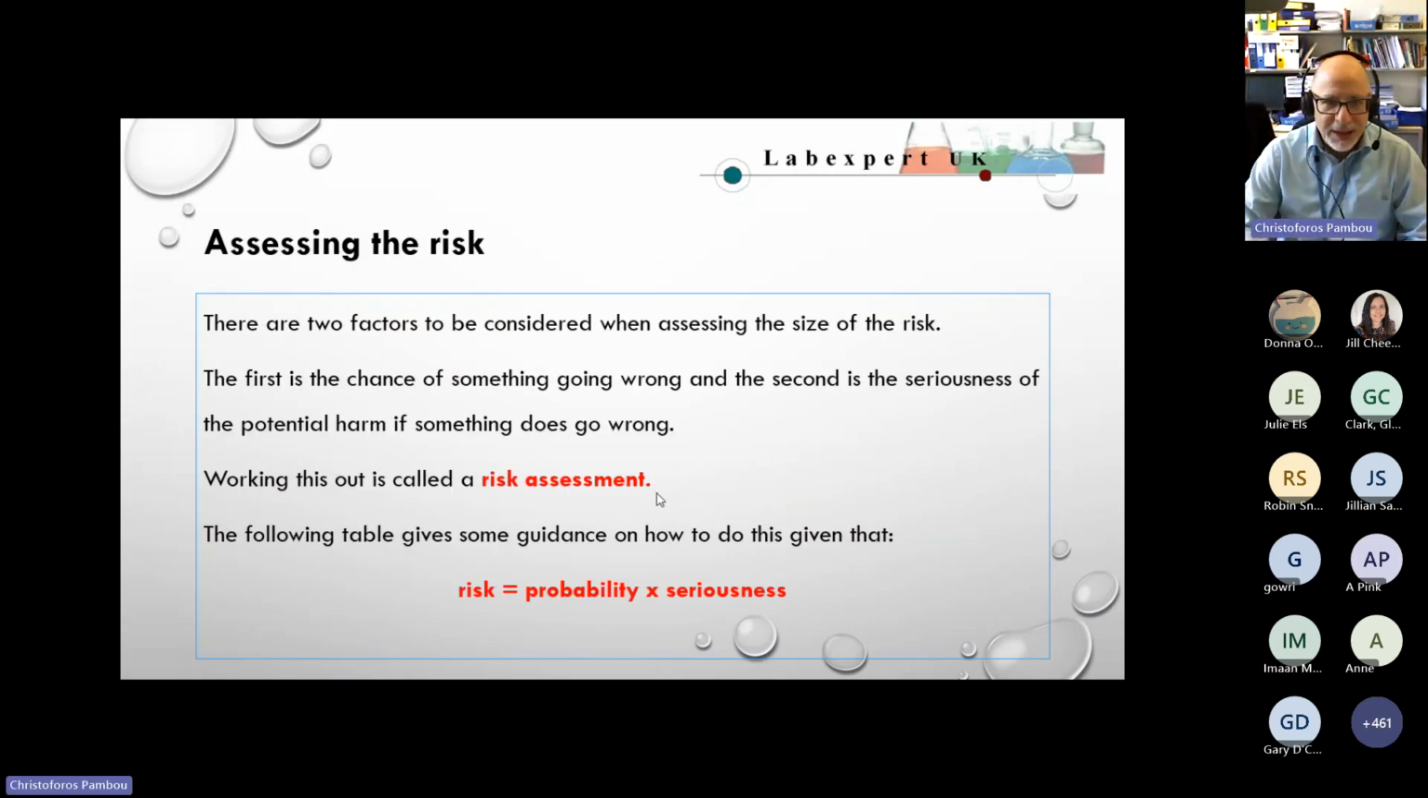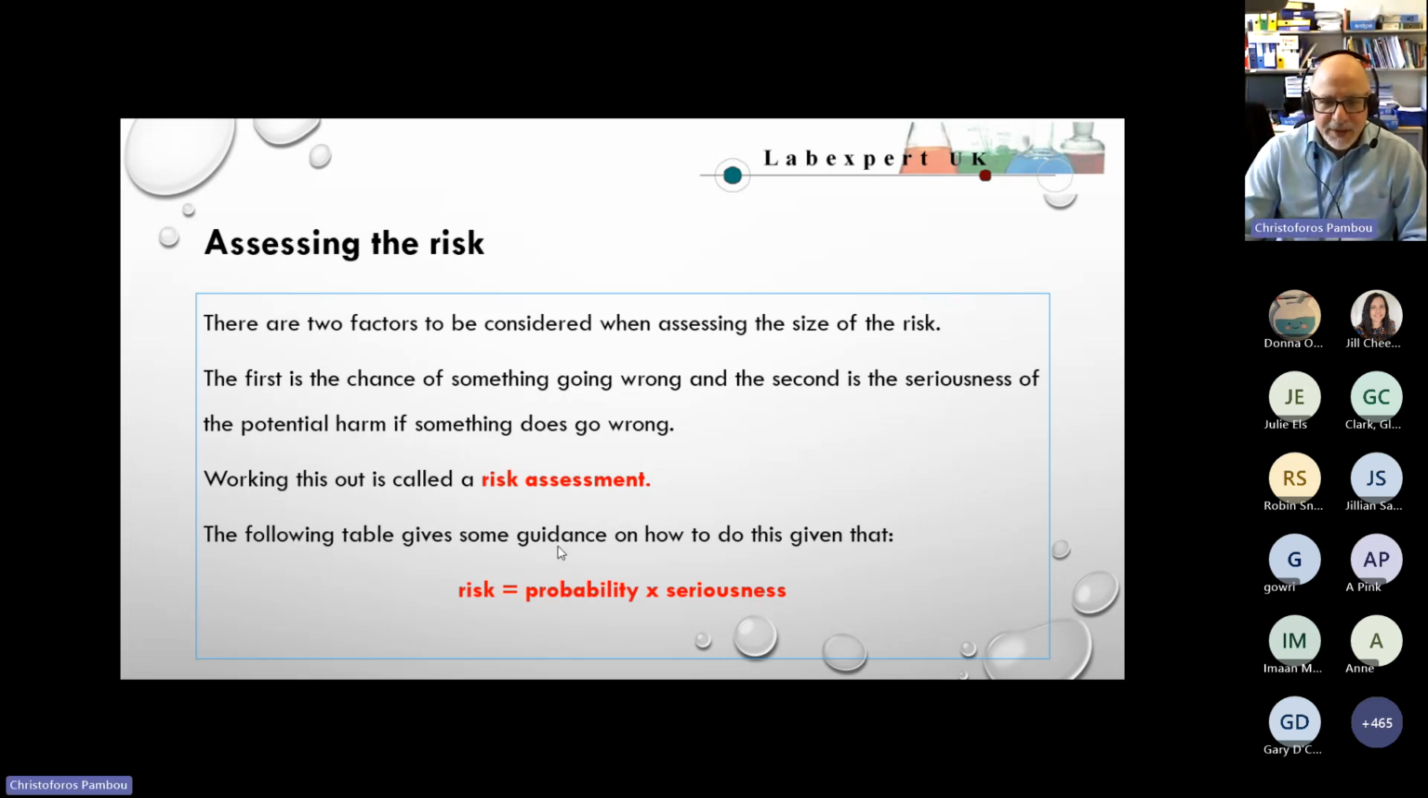Then we come to how we assess the risk. And in my opinion, there are two factors to be considered when assessing the size of the risk. The first is the chance of something going wrong. And the second is the seriousness of the potential harm if something does go wrong. And working this out is what we call, of course, a risk assessment.